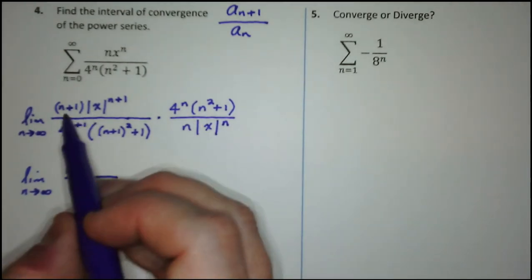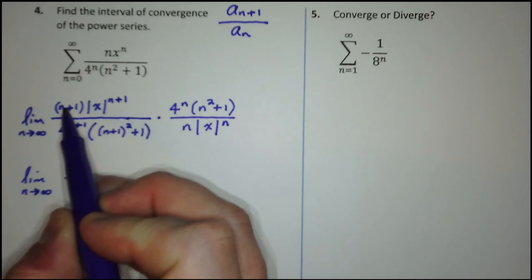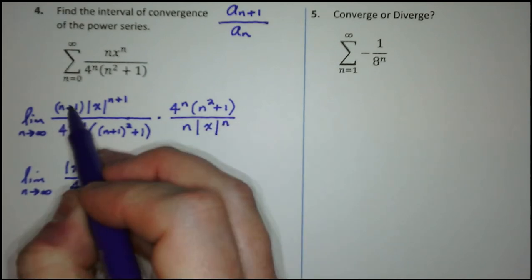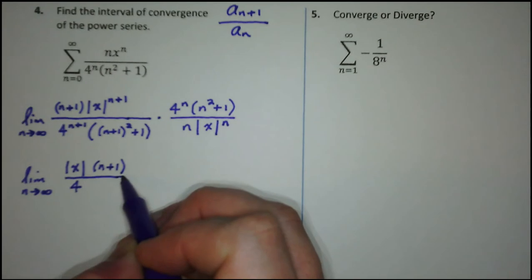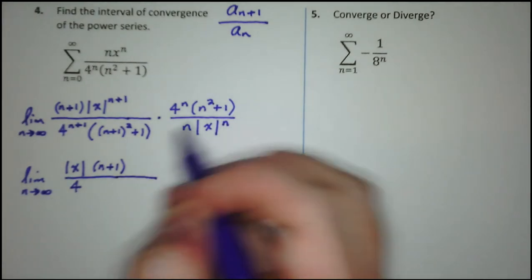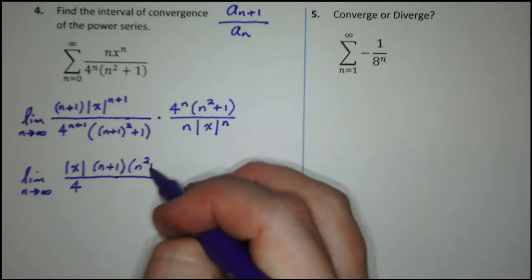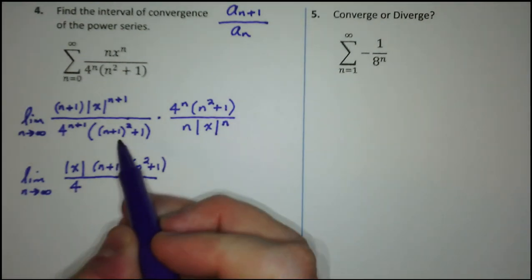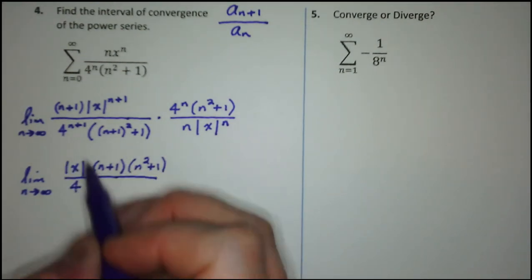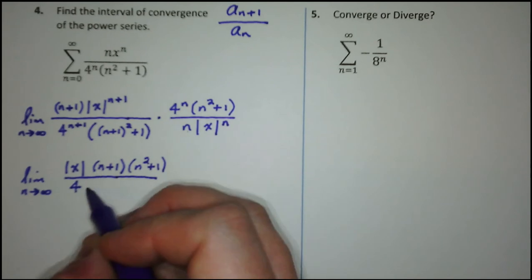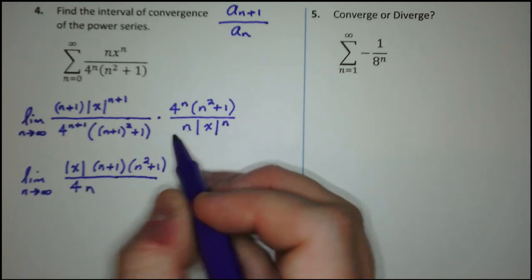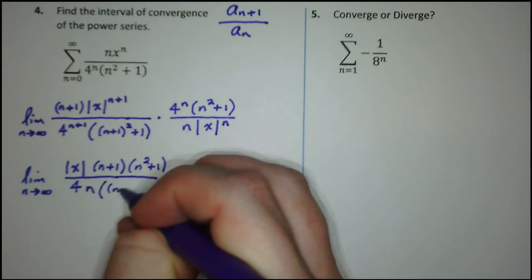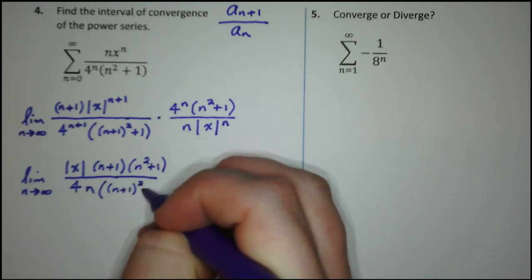So everything else, up top, this n plus 1 will just come on down, along with this n squared plus 1. And then down here, holy moly, along with the 4, we're going to have that n. So that n comes on down, along with this really crazy n plus 1 squared plus 1.